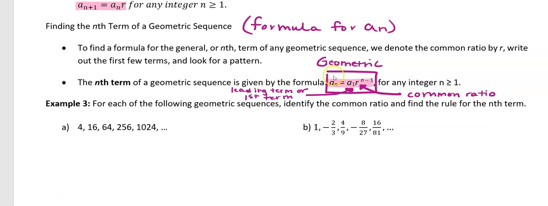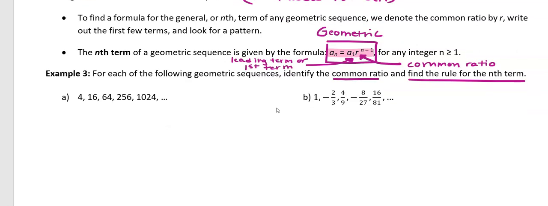And for this, we're going to need to use this geometric formula. So for each of the following geometric sequences, we need to identify the common ratio and find the rule for the nth term. Again, that rule is going to be our geometric formula. I would also suggest determining what your first term is. So let's look at A. If we start with all of the terms that we have here, it looks as if our first term when n is equal to 1 is 4.